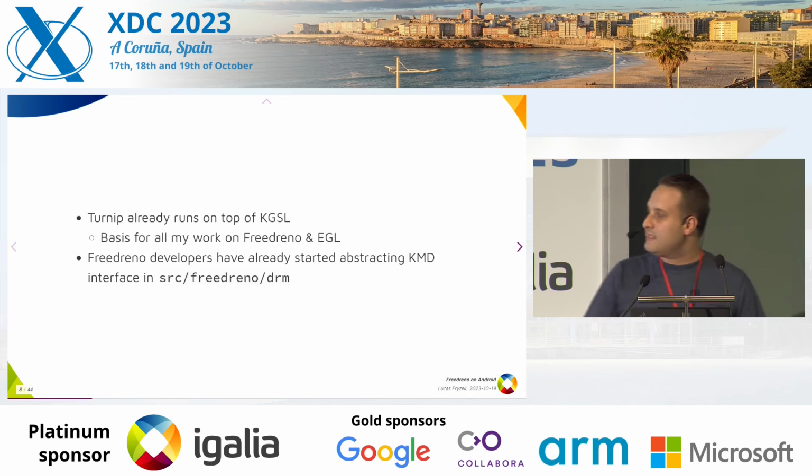And another nice thing about Freedreno is that the interface to access the kernel mode driver has already been pretty heavily abstracted. There is an interface in the source Freedreno DRM folder that provides a convenient API to accessing a kernel mode driver. In what is upstreamed right now, it currently splits support for MSM and the virtual I/O driver. And it's what I use to get all my work started for a different kernel driver backend.